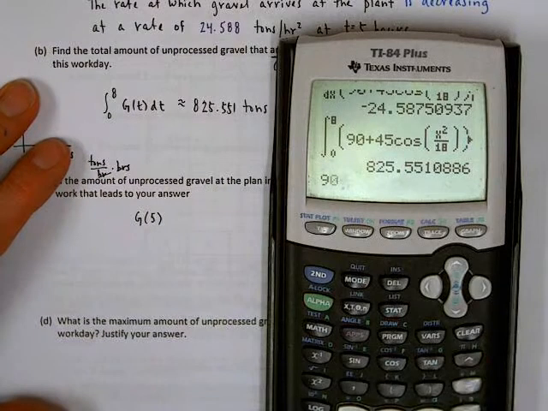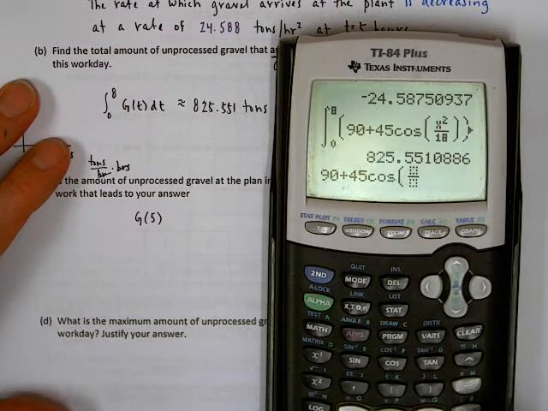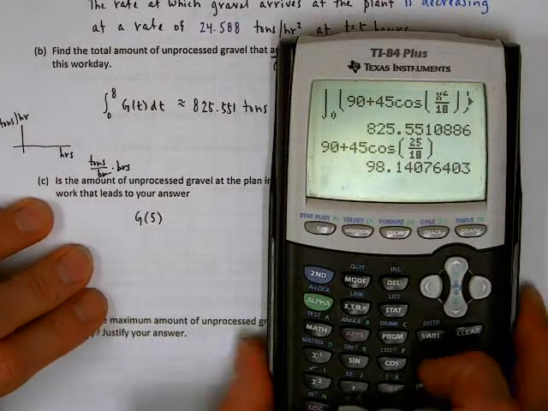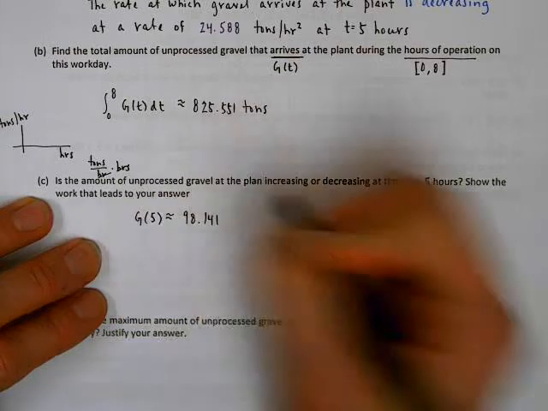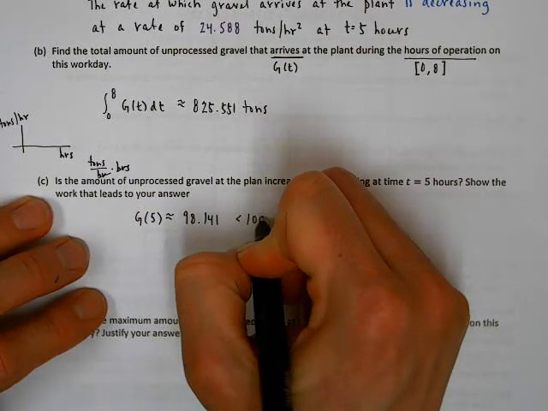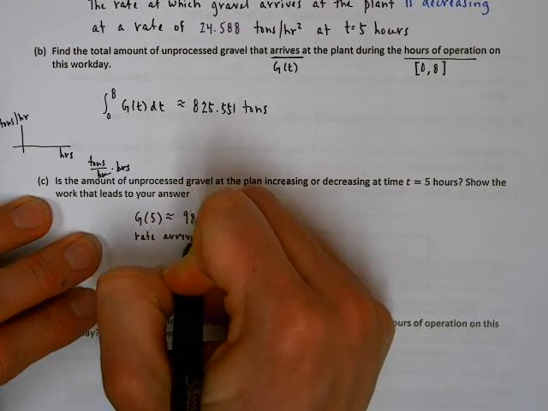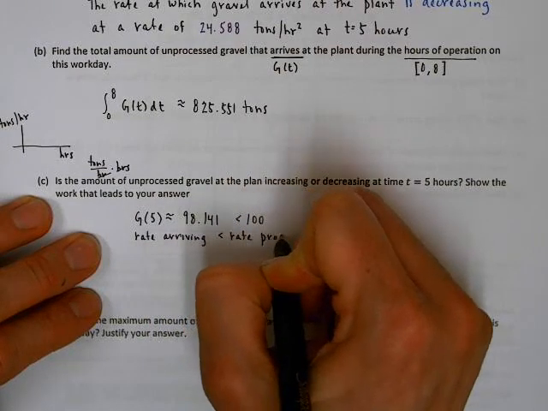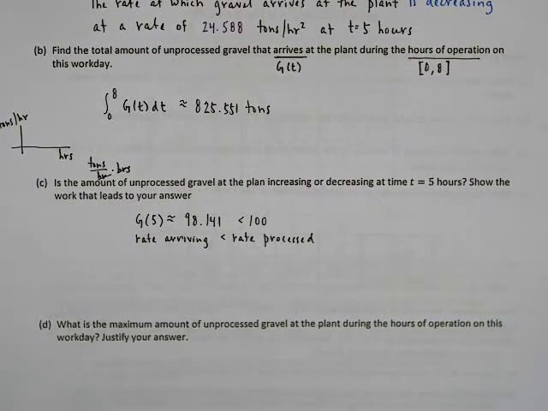And let's see if I plug that in. Five squared is going to be 25 over 18. I get 98.141. And that's less than 100. So in other words, the rate that it's arriving is less than the rate that it's processed, which tells me if more is being processed than is coming in, the amount of gravel is decreasing.